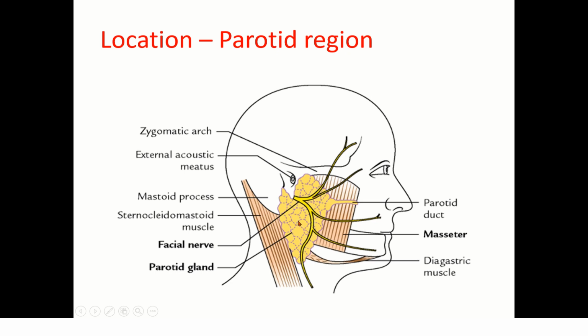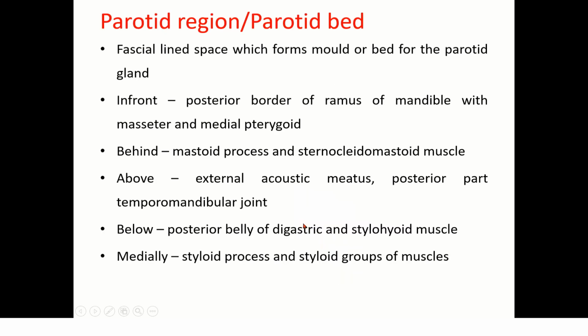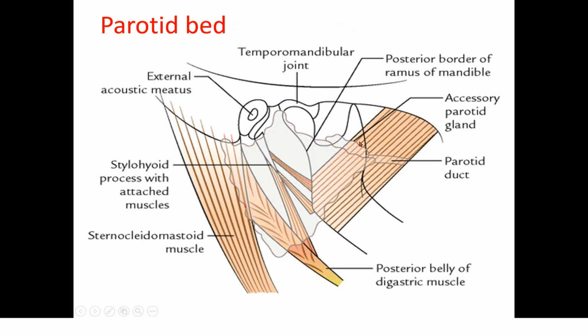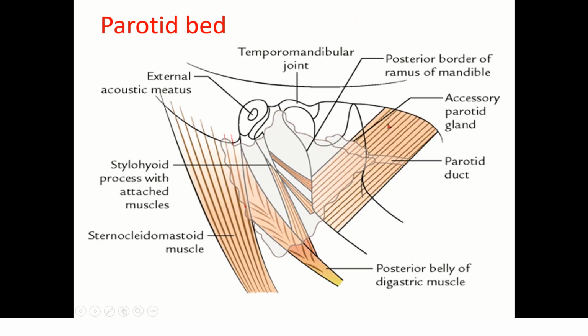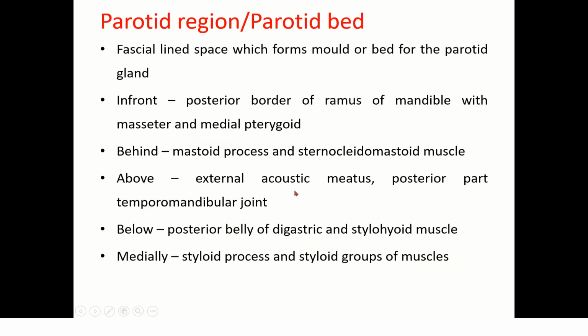To make it clearly visualized, we'll remove this gland and we'll see the structures in detail. So if you see here, the parotid region or parotid bed is a fascial space which forms a mold or bed for the parotid gland. In front, posterior border of ramus of mandible with masseter and medial pterygoid.